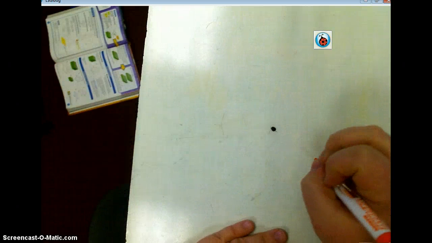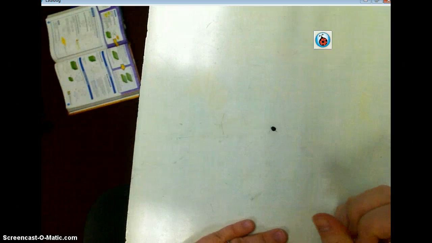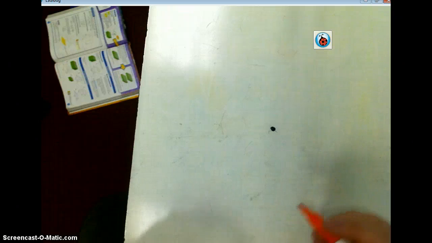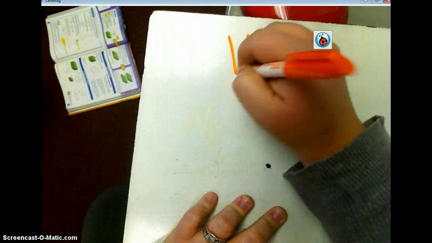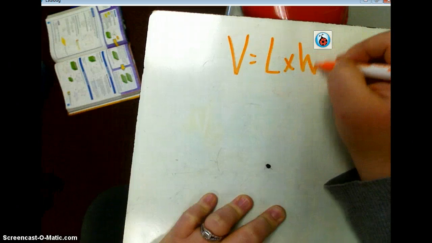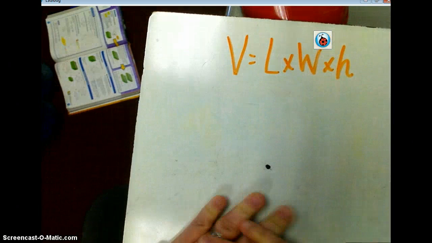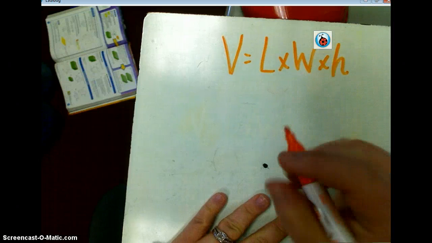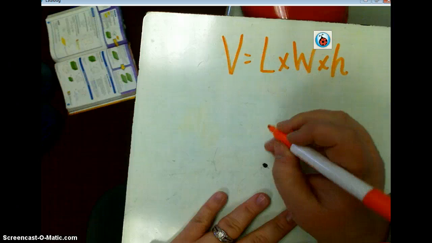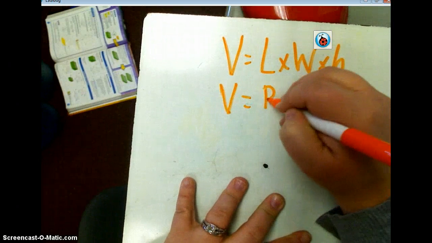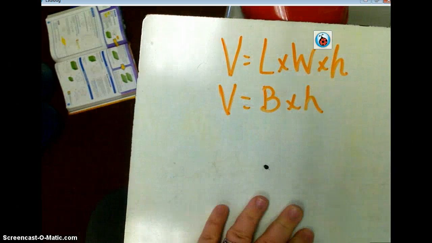Alright, I am not going to attempt to draw one of those that has all those little cubes in there, but I do want to show you the other way that you may see the formula. So, we may see the volume formula written like length times width times height, okay? And that's pretty easy to work with. We may also see volume written as base times the height.